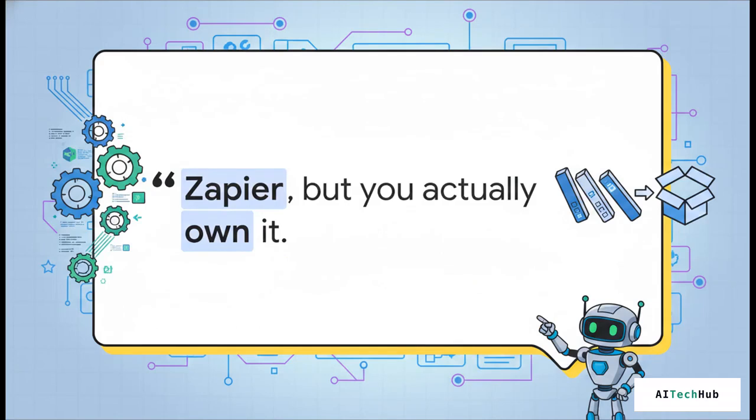Developers and highly technical teams are flocking to this platform in droves, and it's earned a really specific, very powerful reputation in the industry. Zapier, but you actually own it. By the end of this explainer, you're going to understand exactly why they say that, what n8n does under the hood, and really why having absolute ownership over your automation architecture is a total game changer for modern businesses.